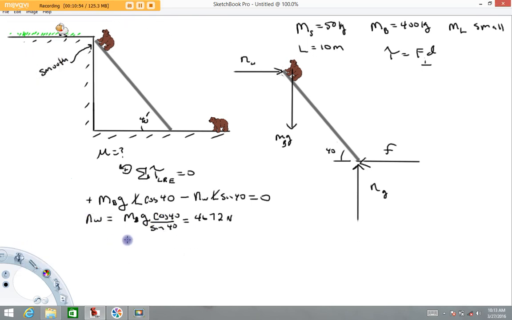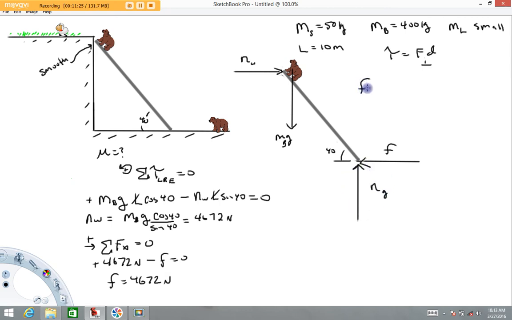Okay, so now from our free body here, we can write this equation out. Sum of all forces in the x direction equals 0, calling right positive. So we're going to have plus the normal at the wall, which I know to be 4,672 newtons, minus the frictional force, and that's coming from this, equals 0. So our frictional force is 4,672 newtons as well.